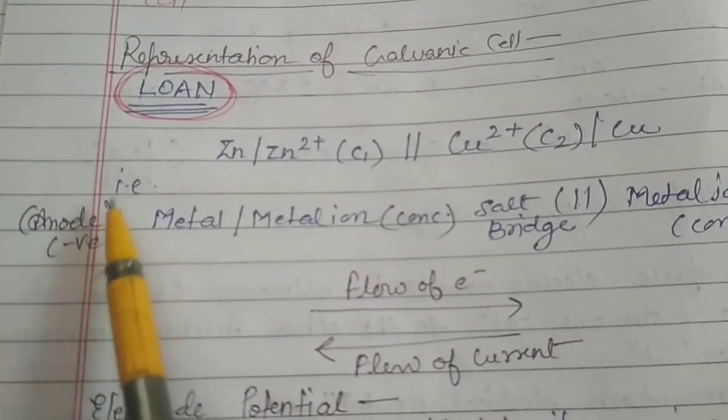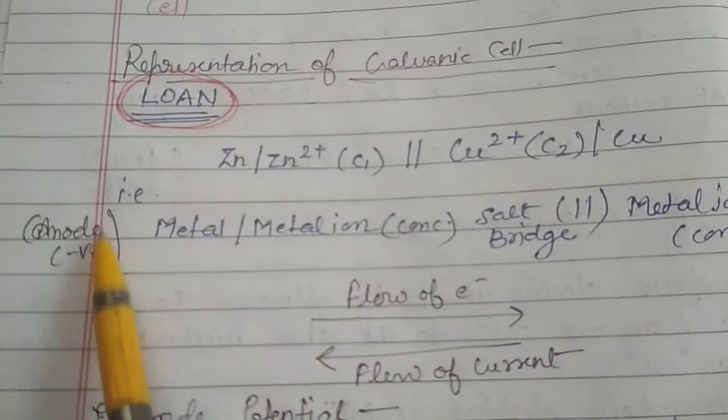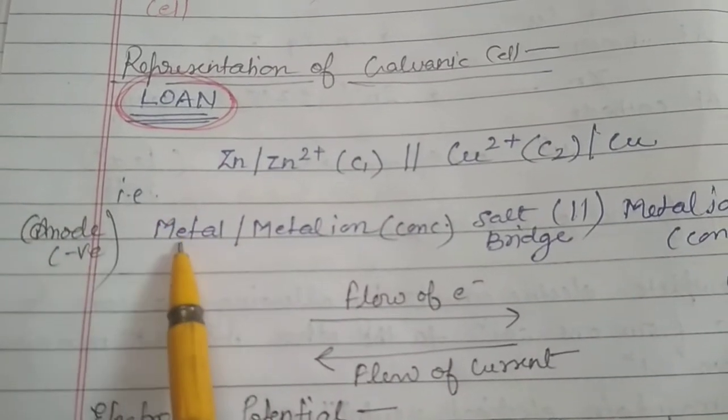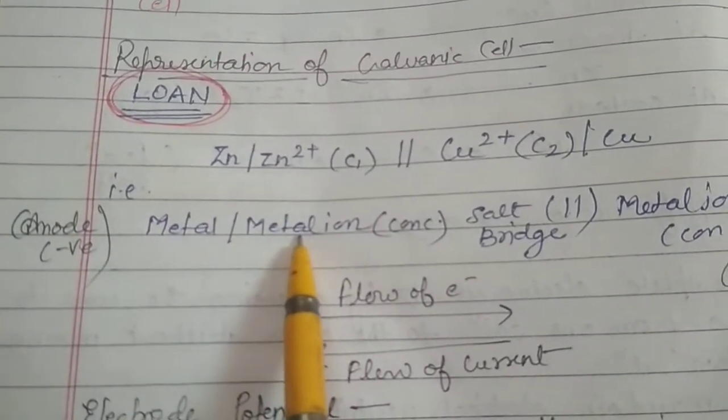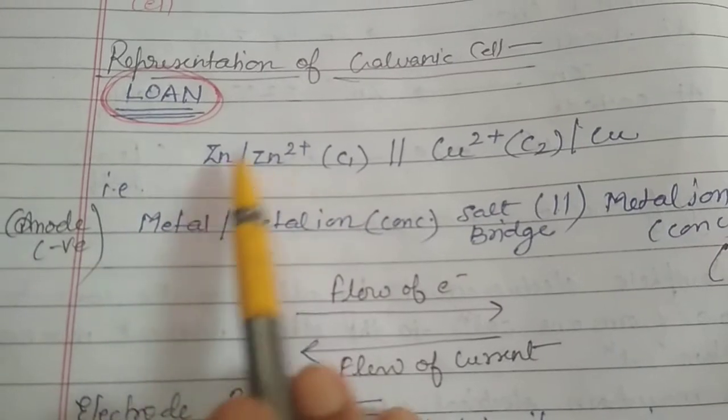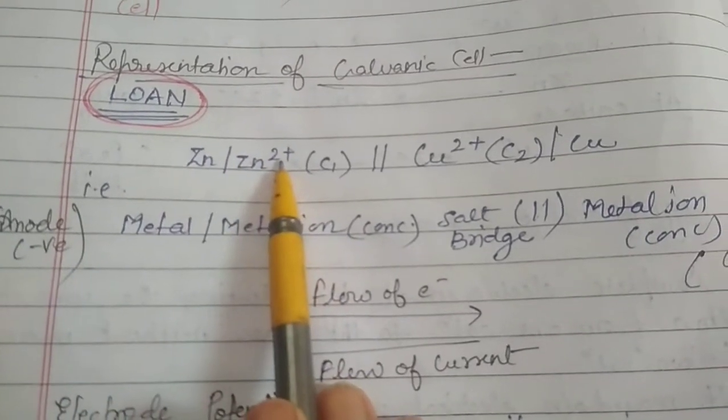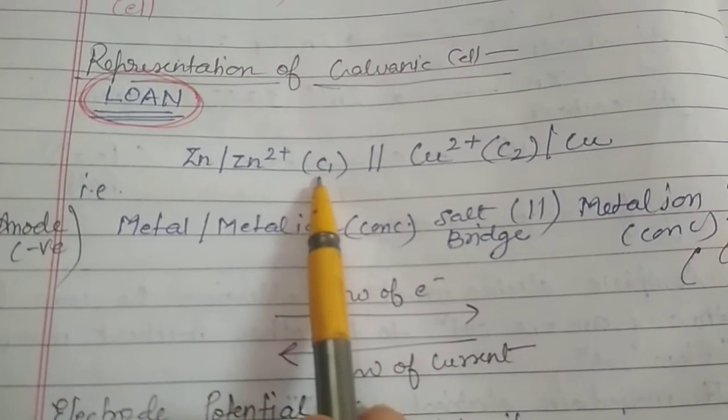So, we will write down the anode first. At the anode, oxidation is taking place. It means we have to take the metal that is to be converted into metal ion, which means oxidation is taking place. Now, in brackets, you are to mention the concentration.